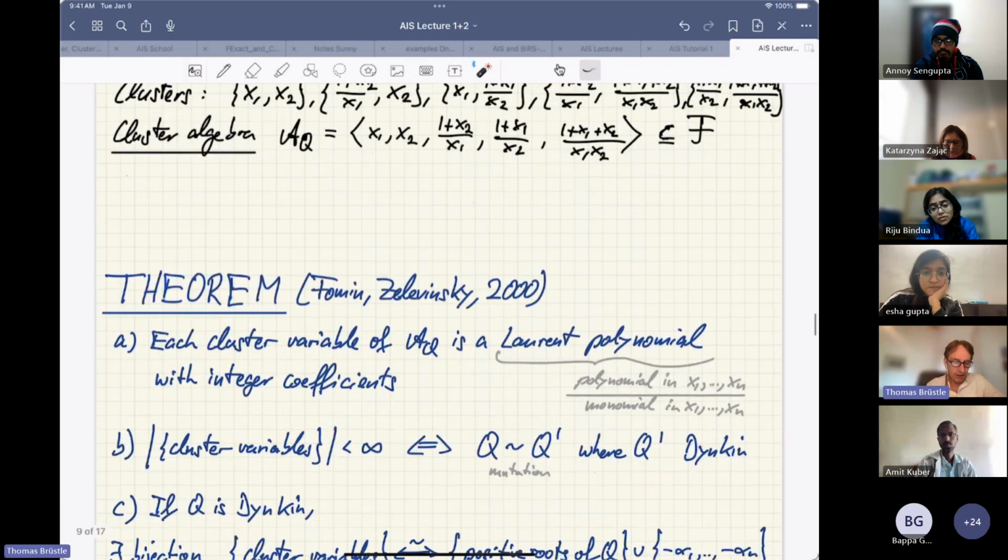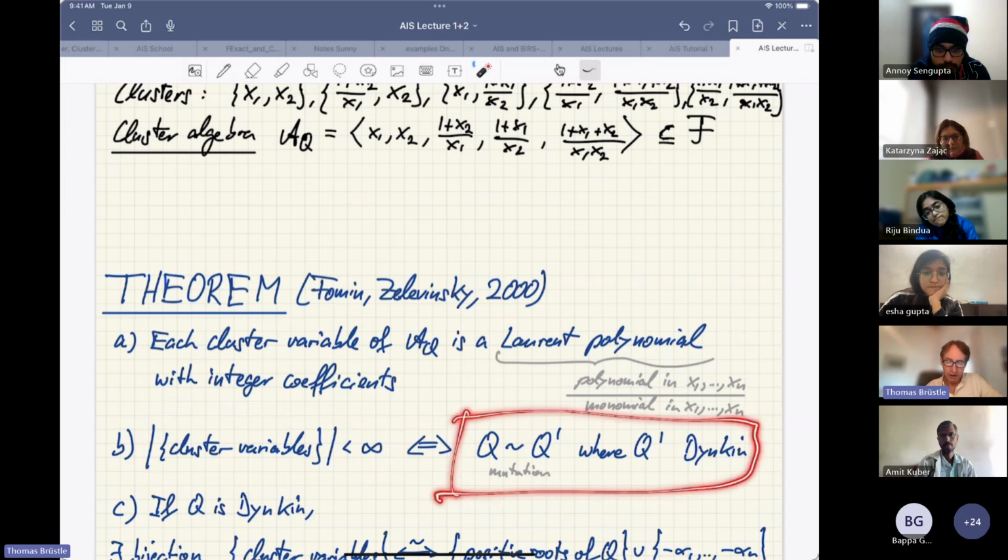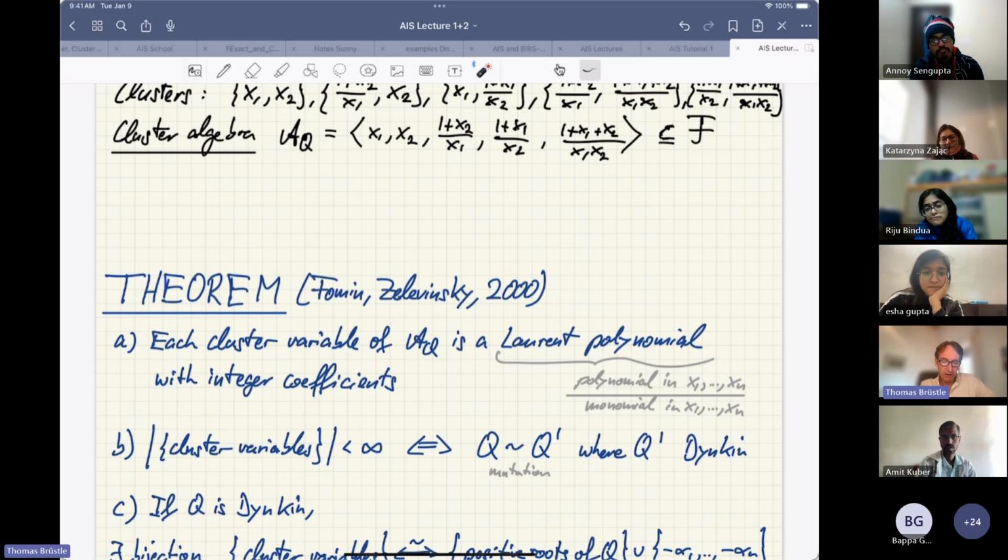The second part of the theorem, the number of cluster variables is finite if and only if the quiver we start with is mutation equivalent to a Dynkin quiver. So that kind of extends Gabriel's theorem a little bit, because we allow now a more complicated version of reflections. We allow mutations at vertices that are not a sink and not a source. So our quivers are a priori a little bit more complicated.